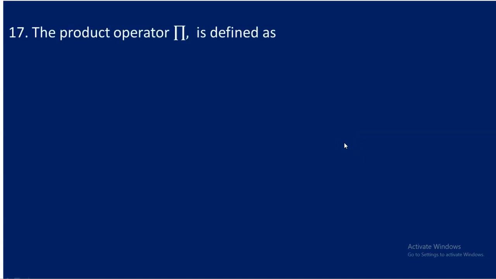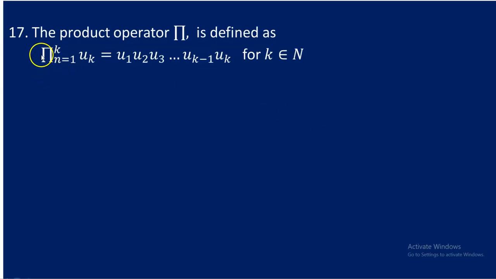Okay, students, let's go to question number 17. Here, I'm going to introduce you a certain operator. The product operator, pi, is defined as pi of n running from 1 to k of u_n is defined as u1, u2, u3, times it goes on up to uk.